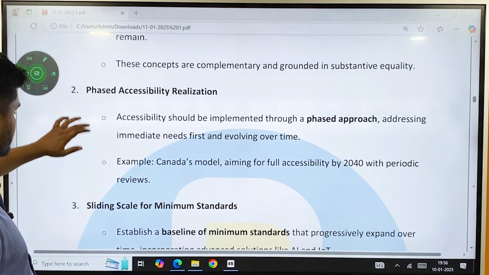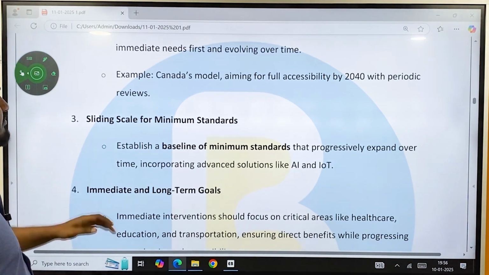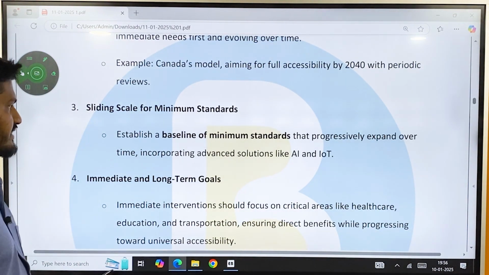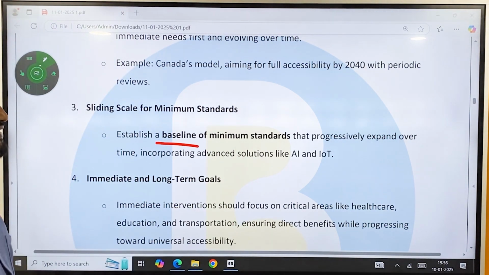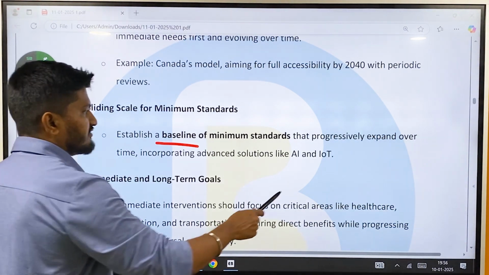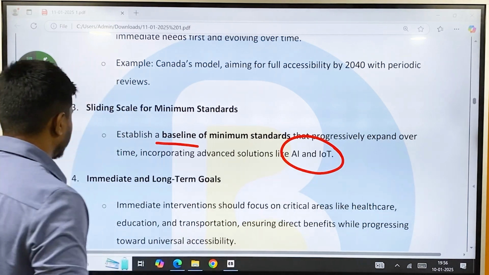Then, a sliding scale for minimum standards. It said that a baseline for minimum standards should be established that progressively expands over a period of time, as well as incorporating advanced solutions like artificial intelligence and the Internet of Things.